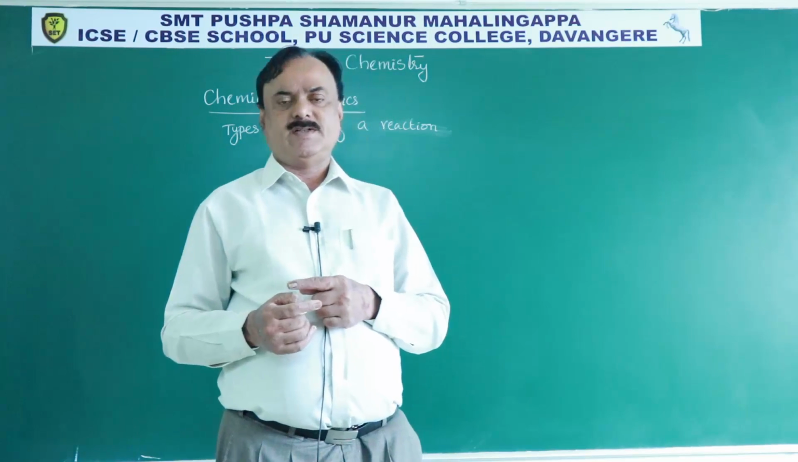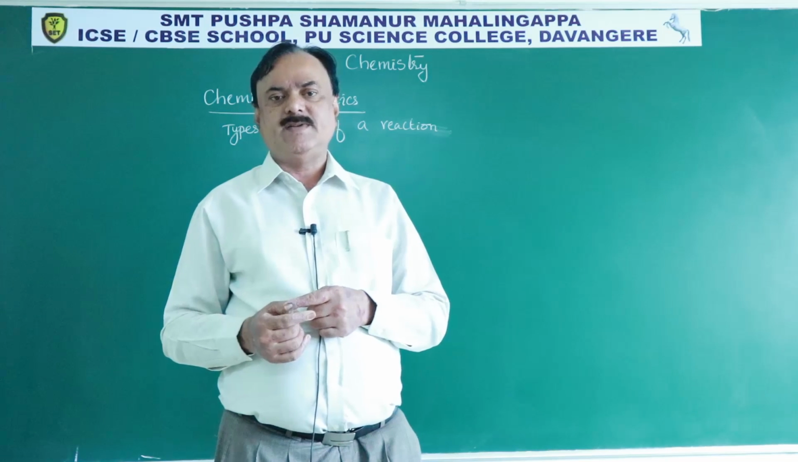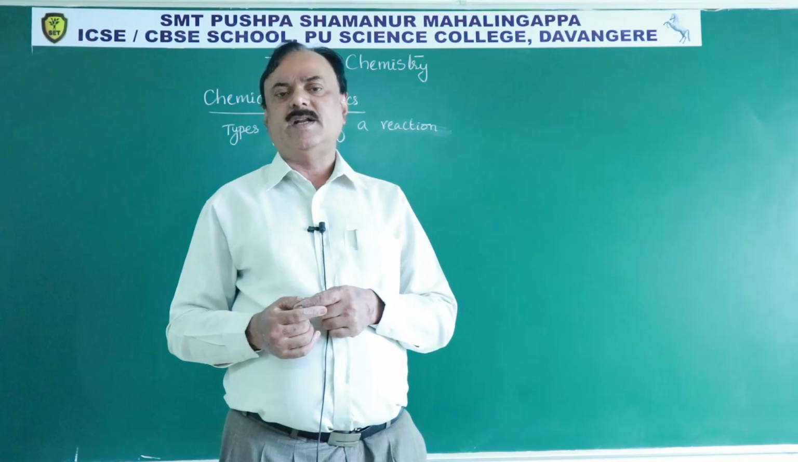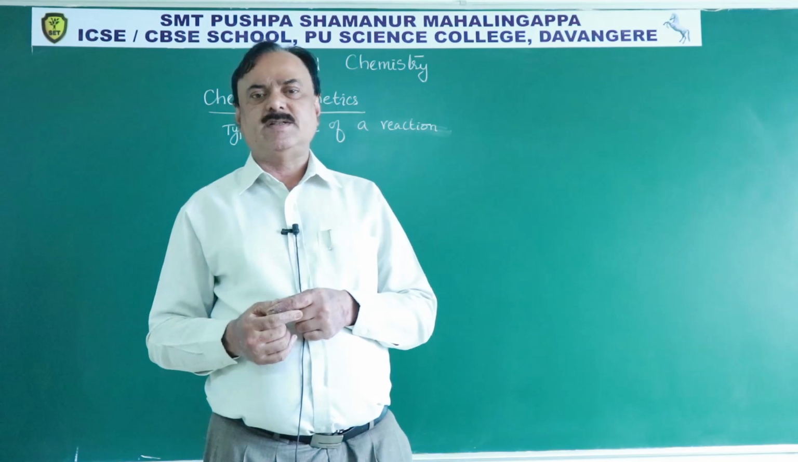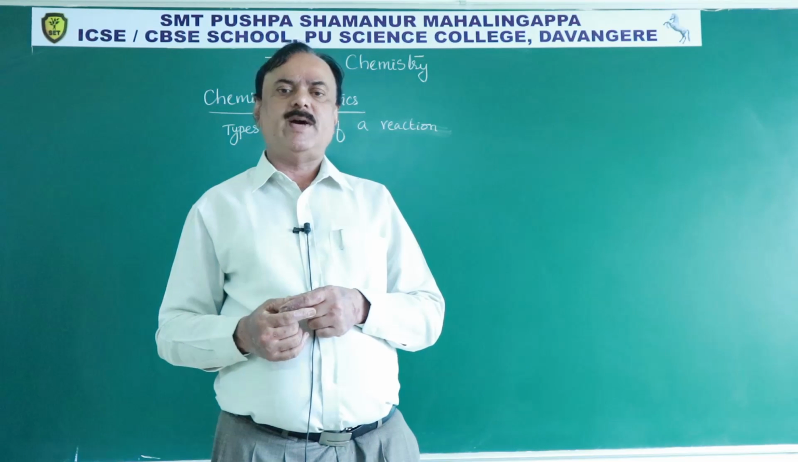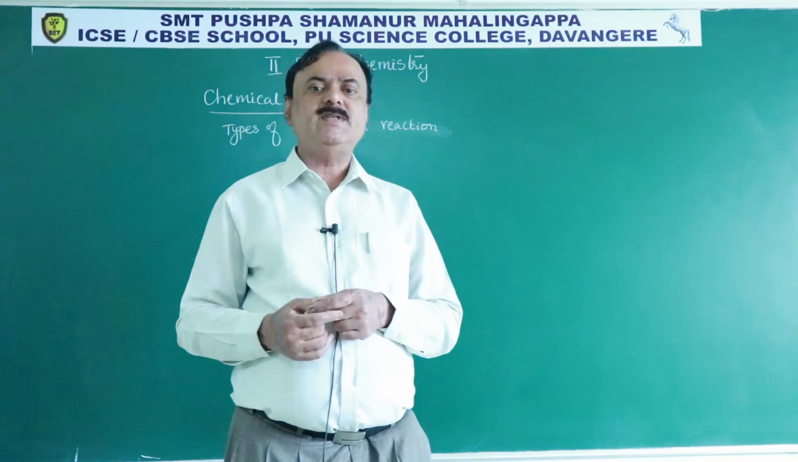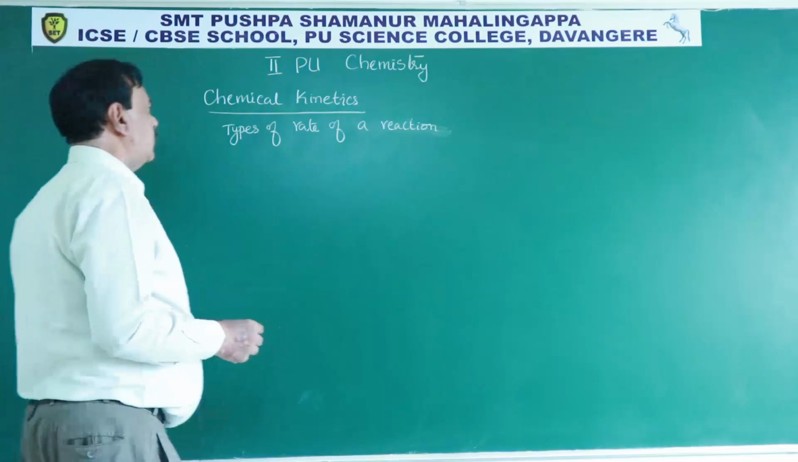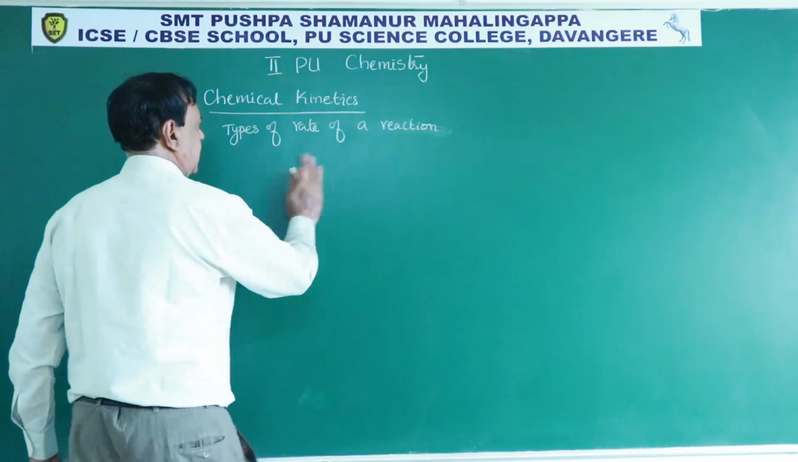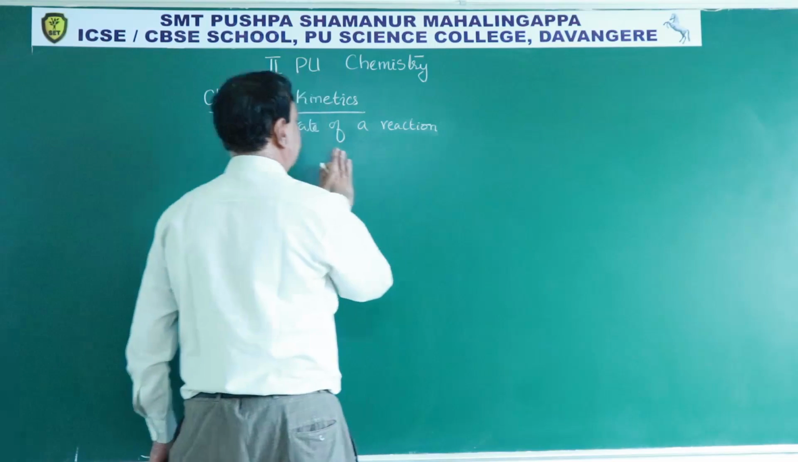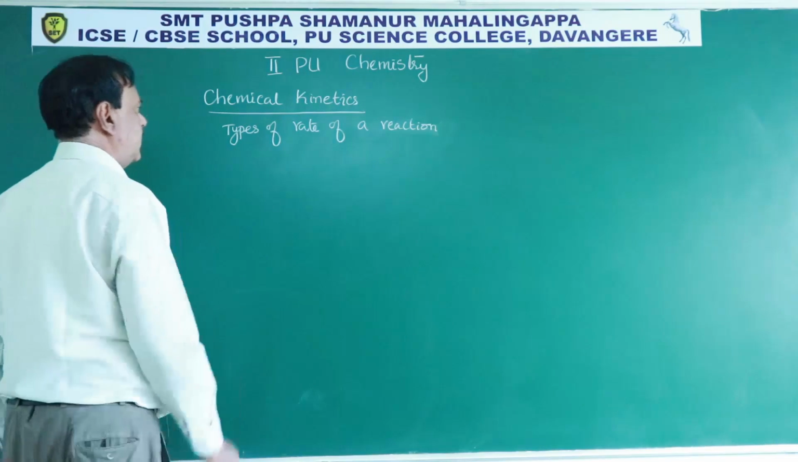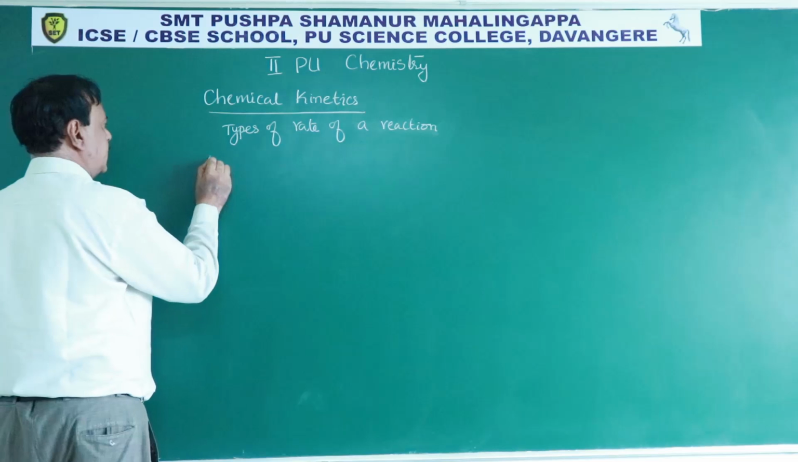That is obtained according to the law of mass action. According to the law of mass action, the rate or velocity of a chemical reaction is directly proportional to the molar concentration of the reactant, provided the temperature of the system is constant. Now, types of chemical reaction rates. The rate of a chemical reaction is classified into two types.